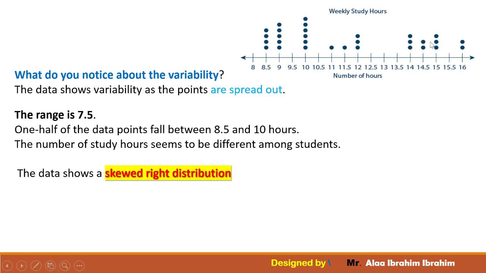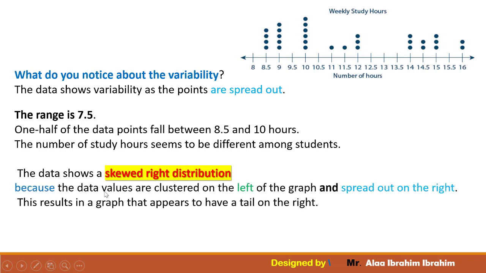If the spread out is to the right, I have a skewed right distribution. Again, a skewed right distribution, because the data values are clustered on the left. We have them crowded in this place. But here we have spread out, we have distance, and here we have gaps. So the spread out is at the right. Because I have a tail at the right, I have a right-skewed distribution.